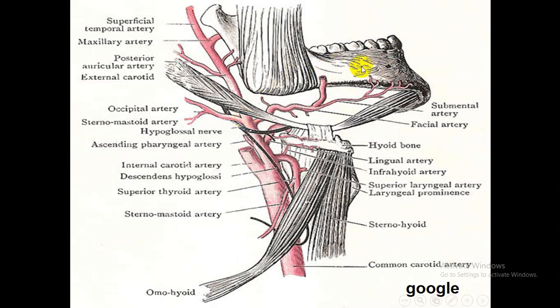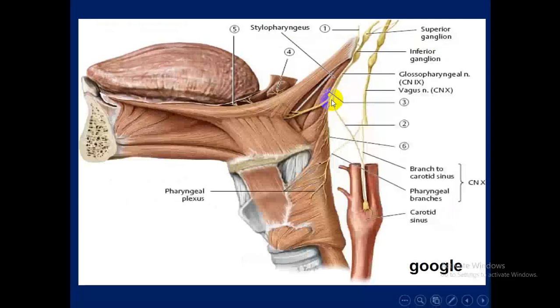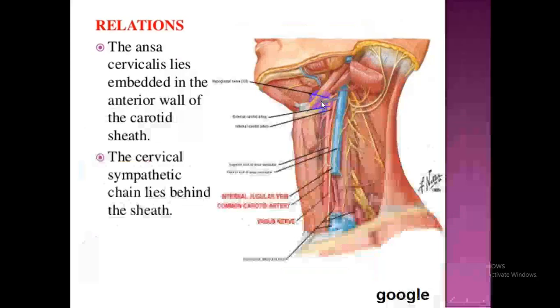Above it becomes superficial. بعد ما نعبر السترنوكليدوماستويد راح يكون superficial بهاي المنطقة, and covered only by skin and fascia. It is crossed by what? It is crossed by the posterior belly of digastric and stylohyoid muscle. And also it is crossed by the hypoglossal nerve.